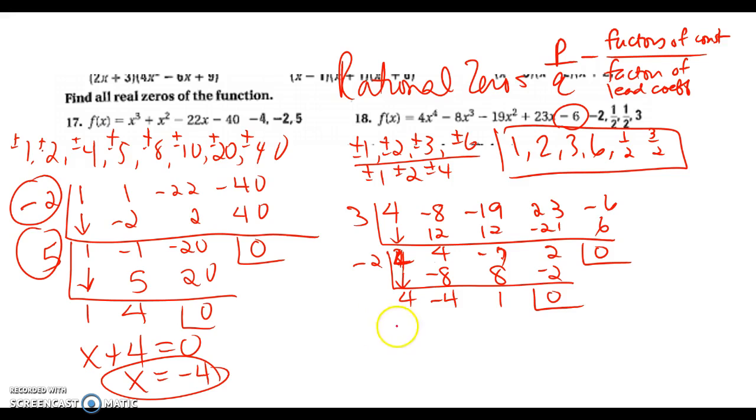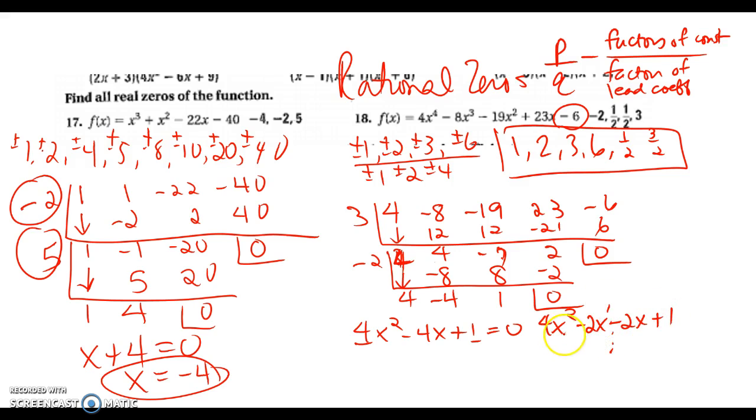All right, so what's left is 4x squared minus 4x plus 1 equals 0. Let's do A times C. What factors of 4 add up to -4? Well, that'd be -2 and -2. So we'll expand our middle term: 4x squared minus 2x minus 2x plus 1.